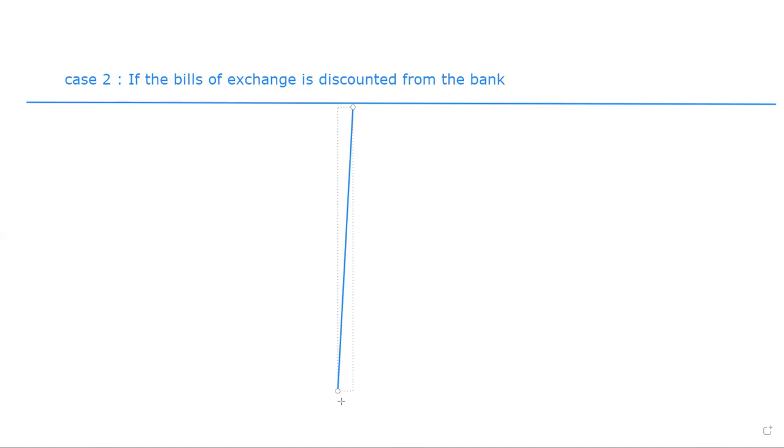So what happened in that case? X will get the money 1 month before. And on that, he has to pay discounting charges, and that is basically interest on the money he is getting at an earlier time. What I am telling you, let's continue our example.